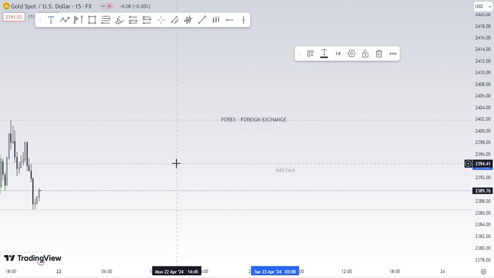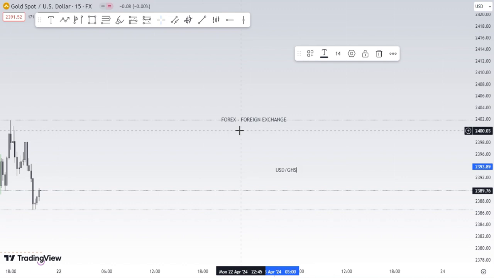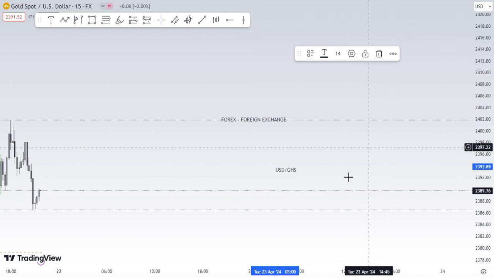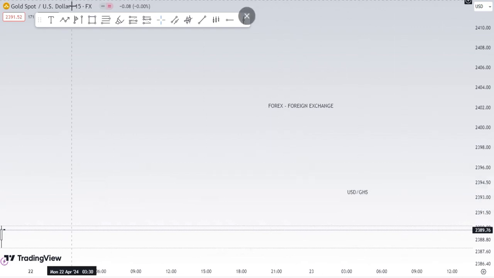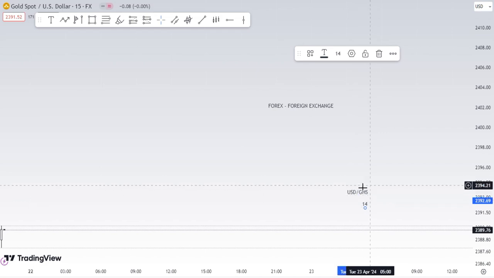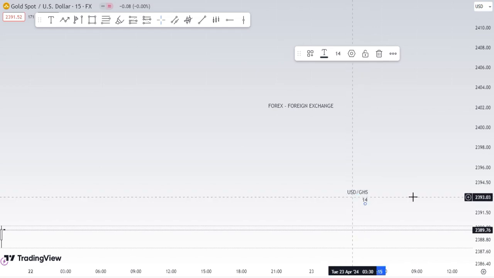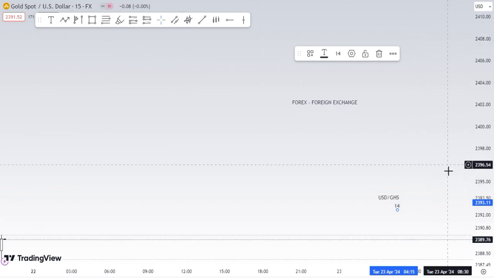So we have, when we see something like this, which is USD GHS, this just means that, let's say this rate is at 14, it means we need 14 of the second currency to get one of this. So that is just the basic definition of the price code for a forex pair.